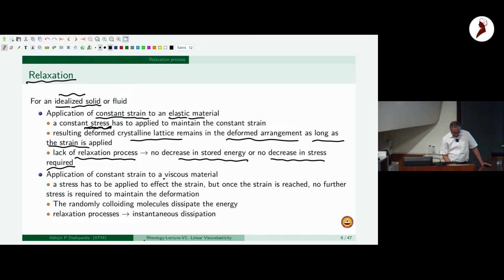On the other hand, for an idealized fluid, if a strain is applied, a stress has to be applied to deform. So I take fluid between two plates, I move the plate. During this, I will have to apply force. But to keep the plate in the new position, I don't have to apply any force. That's the same thing I mentioned: a jar of fluid and a thin film both don't require any force, but during pouring, I need to apply some force. So therefore, once the strain is reached, no further stress is required.